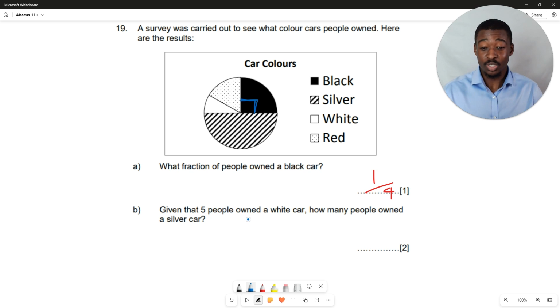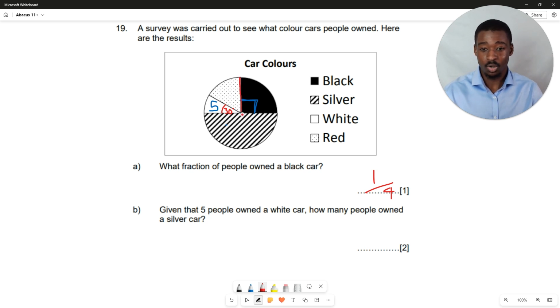So we're told that 5 people owned a white car. So where's the section that represents white cars? It's over here. So the first step to working this out is we need to understand how many degrees this white section takes up. Now, we're not really told, but using our knowledge of pie charts, we can see that this section should be around 30 degrees, right?